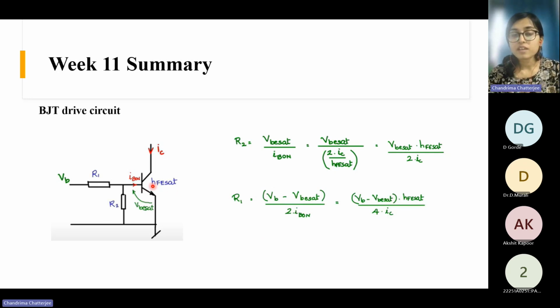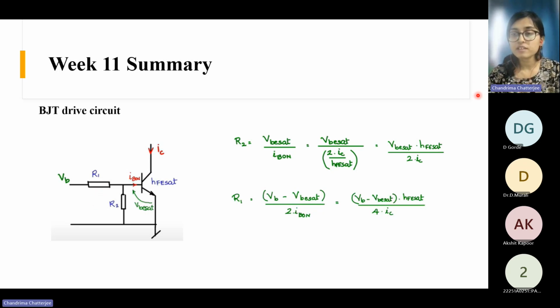Now we were talking about this current. What is the actual circuit? You will have to employ some circuit for providing the base current, right? So what is that circuit? The simplest form of drive circuit for a BJT is this one with two resistors. Here there will be some base voltage, some DC supply, and two resistances, and here this is the base current. Now what will be the values of R1 and R2? How do you find them?